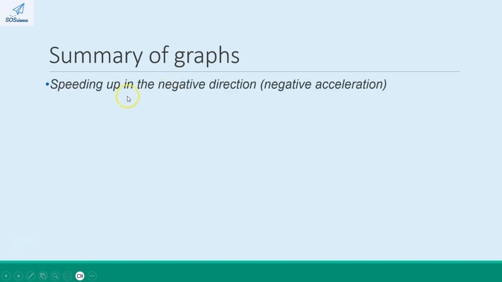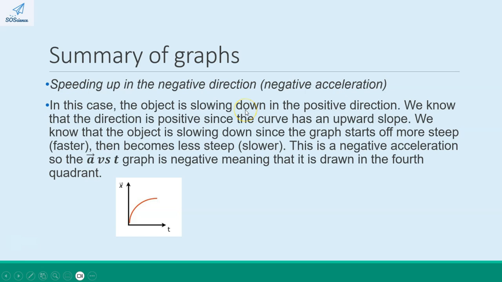Let's take a look at speeding up in the negative direction. Now, a plus and a minus makes a minus, so we would end up with a negative acceleration. So in this case, the object is slowing down in the positive direction. We know that the direction is positive because we have an upward slope. We know that the object is slowing down. Again, take a look here. We're going from a more steep curve, which means faster, to a less steep curve, which means slower. So that tells us that the object is slowing down.